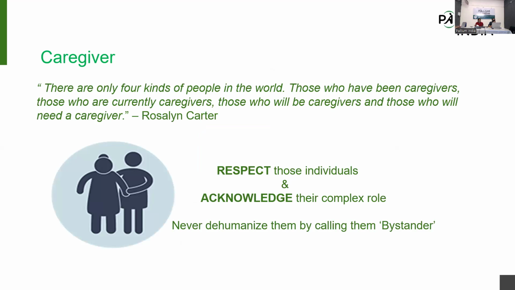We never say bystanders. We usually use the word caregiver. Because bystander in a literal sense will mean only a person who is just standing beside, right? A person who is standing without doing anything. But when it comes to the caregivers of patients with life-limiting illness, the burden, the care that they are giving is something that has to be valued and respected. This is a quote by Rosalynn Carter. There are only 4 kinds of people: those who have been caregivers at some point in your life, those who are currently in the caregiver position, or those who will be caregivers.